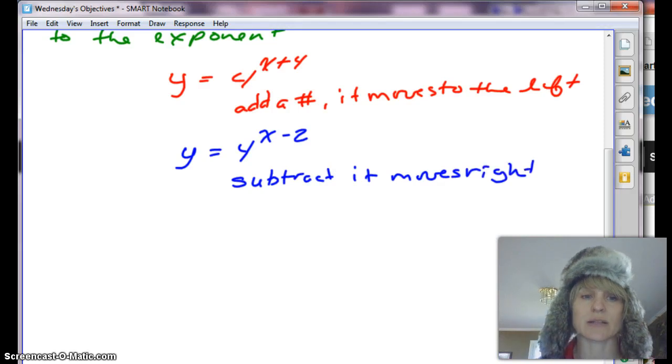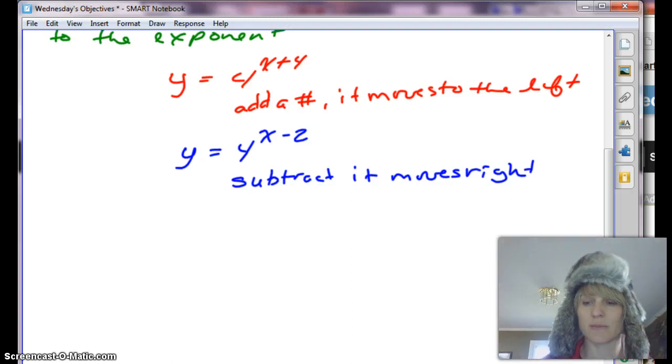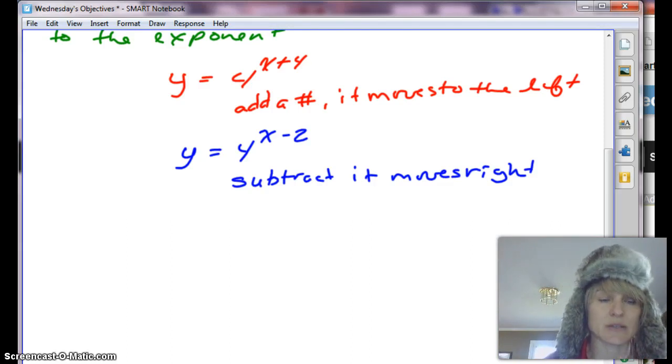And we talked about this in class a little bit. Kind of does the opposite of what you think. You'd think minus would make it go to the negative direction, but it doesn't. And you'd think plus would make it go to the right, but it does the exact opposite, excuse me.